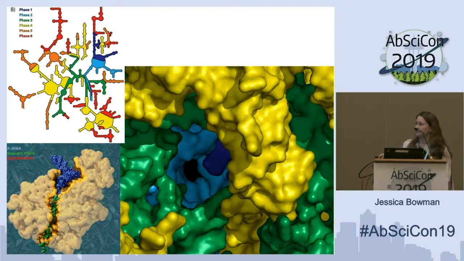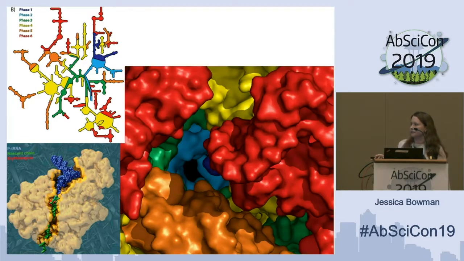We add phase 3, phase 4, phase 5, and phase 6. What we see is that the most significant impact of the phases and evolution in this model had to do with the elaboration and extension of the exit tunnel.